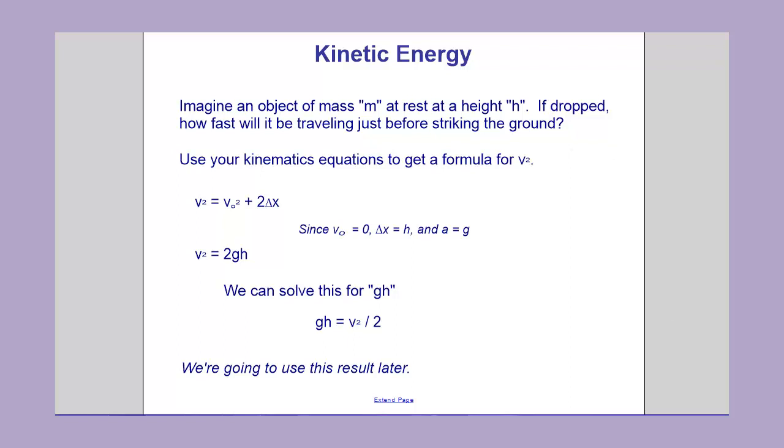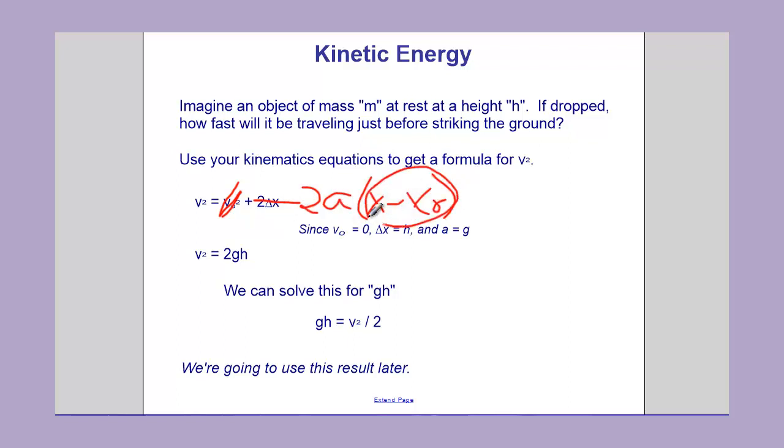So if we look, we've got v squared equals v naught squared plus 2 times the change in x, or x minus x naught. Since v naught is 0, it was at rest, we cancel that out. And since our change in x is the height, and our acceleration was g, we would replace it as 2gh. This should actually say 2a(x minus x naught).